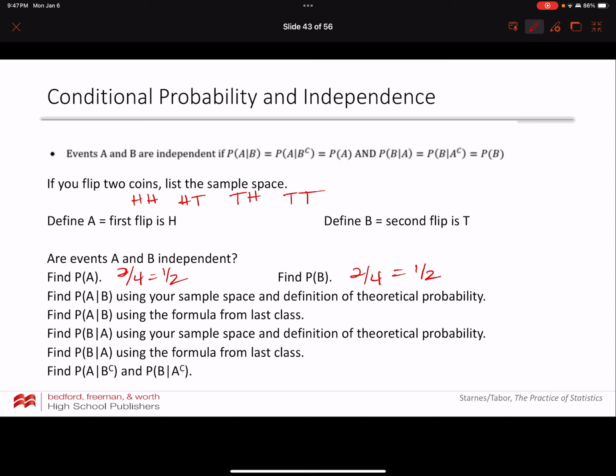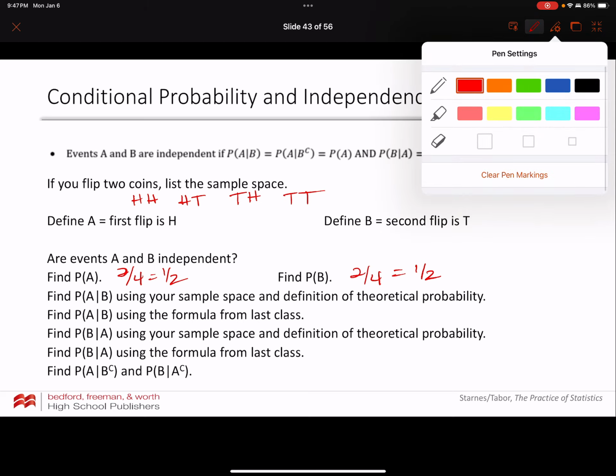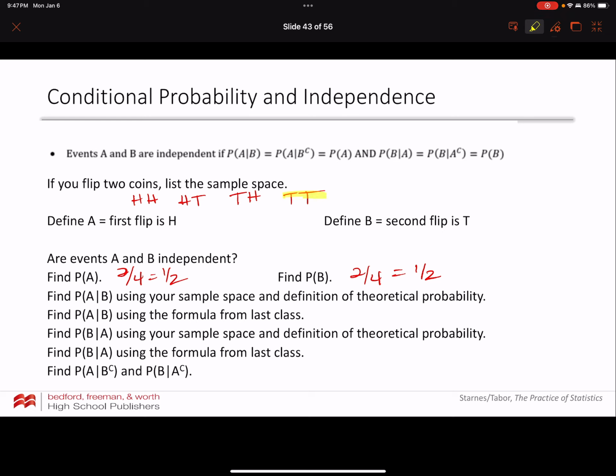So find the probability of A given B using your sample space and the definition of theoretical probability. So A given B. So remember, given that the second flip is tails, I'm only looking where that second flip is tails. What's the probability of A given B? What's the probability that the first flip is heads? It would be 1/2, right?